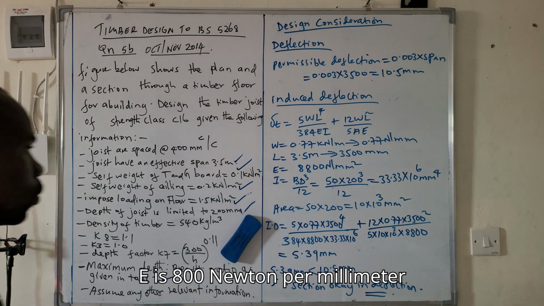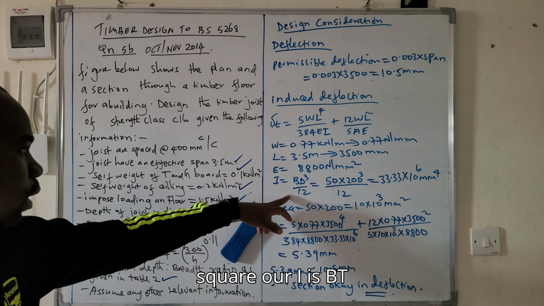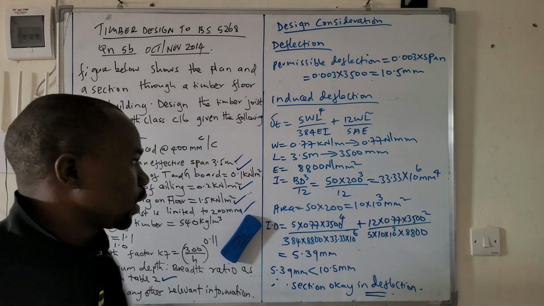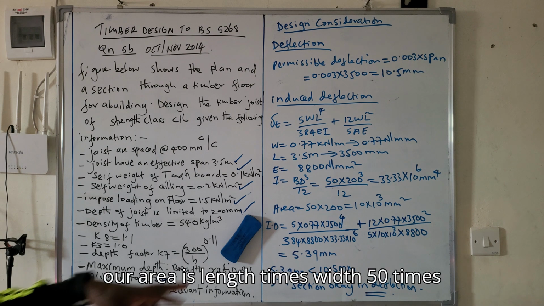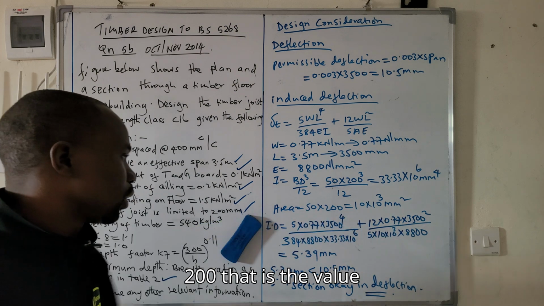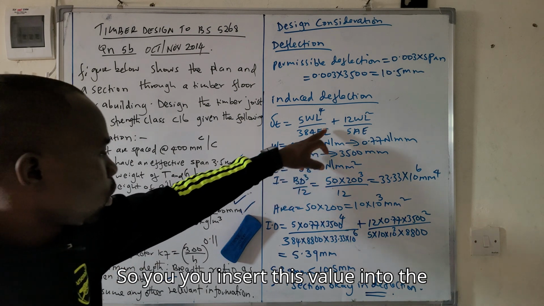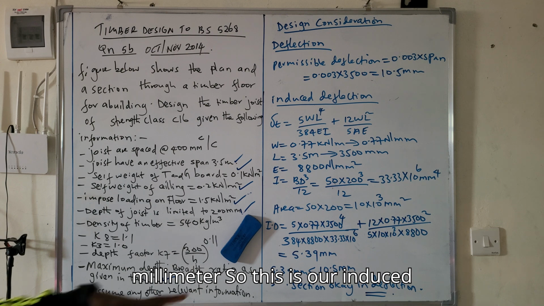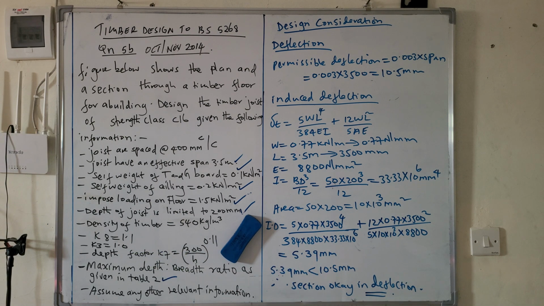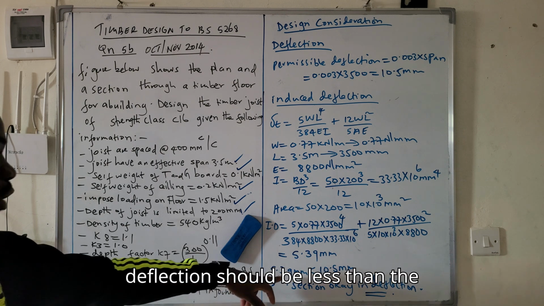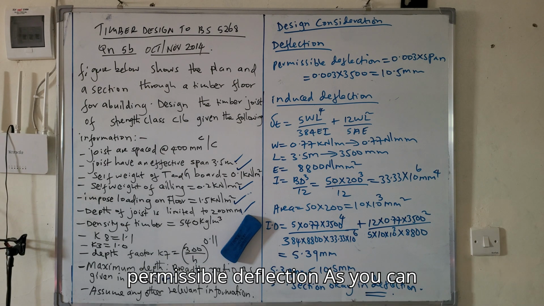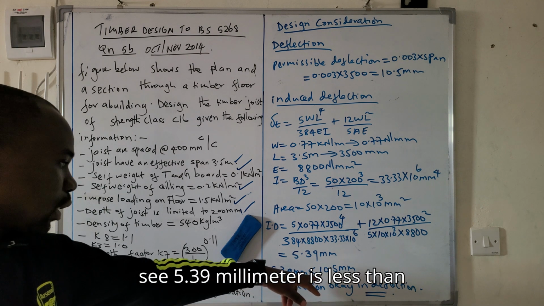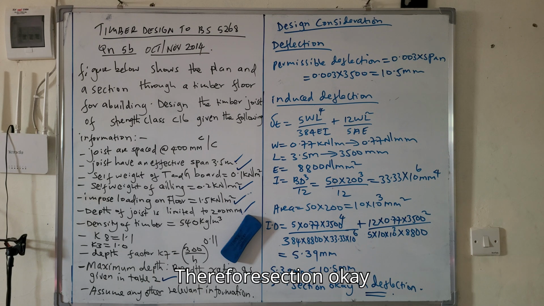Our E is 8,800 Newton per millimeter square. Our I is BD cubed over 12, so you will get 33.33 times 10 raised to power 6. Our area is length times width, 50 times 200. So you insert these values into the formula. Then you punch your calculator. You will get your answer as 5.39 millimeter. So this is our induced deflection. For our joist to be okay in deflection, the induced deflection should be less than the permissible deflection. As you can see, 5.39 millimeter is less than 10.5 millimeter. Therefore, section okay in deflection.